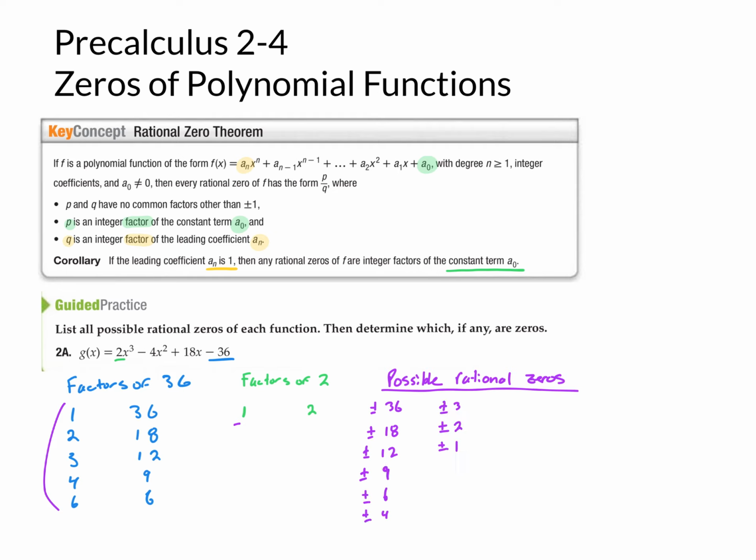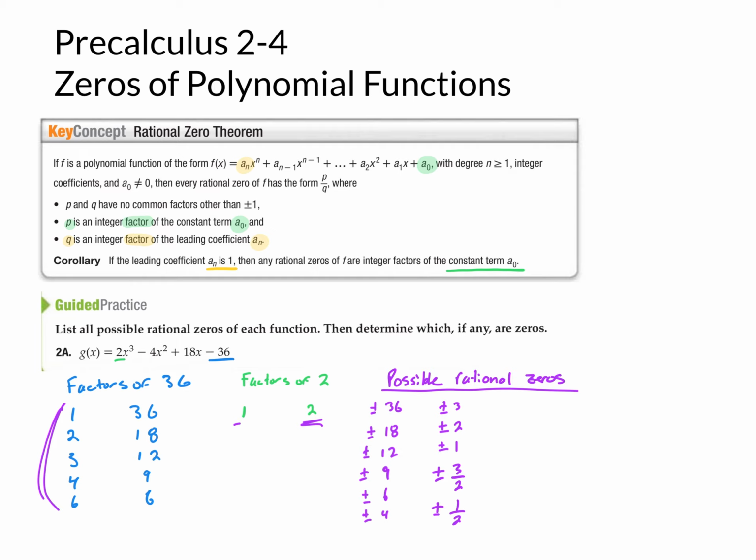You get the idea. Now we're going to go through this list a second time, but now using the 2 as my denominator. So 36 divided by 2 is 18. I already have that one. 18 divided by 2 is 9. I already have that one. 12 divided by 2 is 6. I already have that one. 4 divided by 2, I already have that one. 3 divided by 2, so it's going to be plus or minus 3 over 2. 2 divided by 2, I already have that one. And then I'm going to have plus or minus 1 over 2. So this is a list of them.